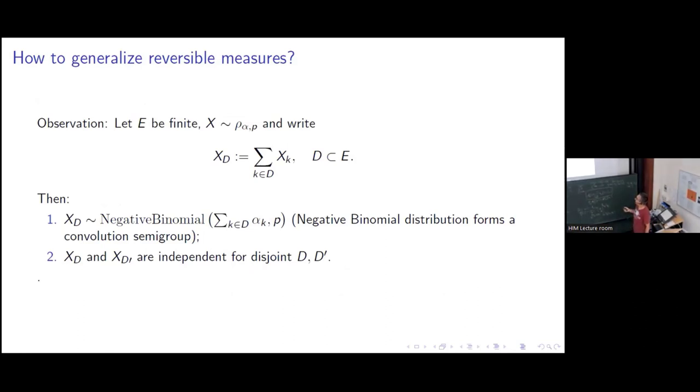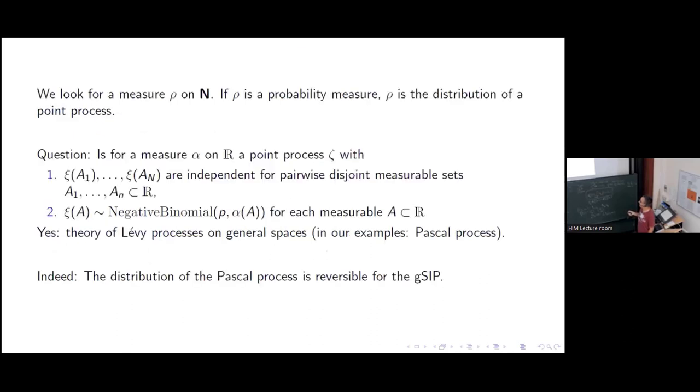One observation, one motivation. So rho alpha p denotes the product measure of negative binomial distributions, and I define some x_d, which simply sums up only the x_k's with k in d. Then you can see, we have the convolution property of the negative binomial distribution, that you just convolve up to again a negative binomial distribution, where here the sum is, and a fixed p. And you can see if I have some disjoint sets, these are independent. So that's very trivial. But that gives the motivation for how to define the reversible measure for the generalized world.